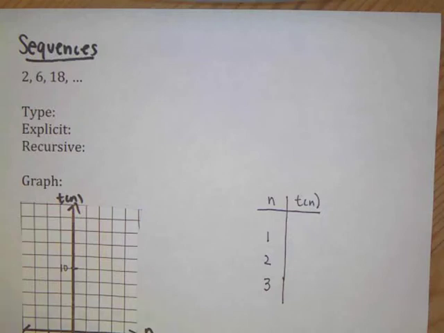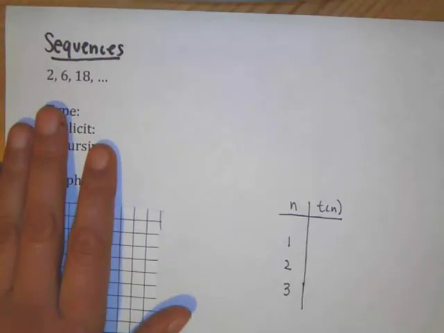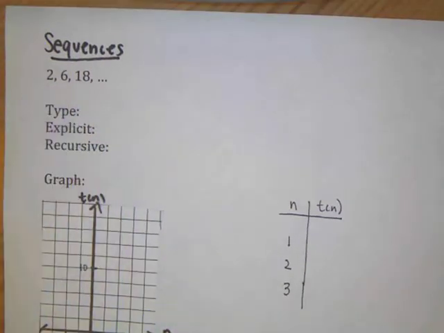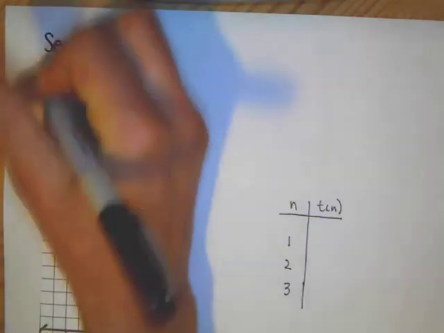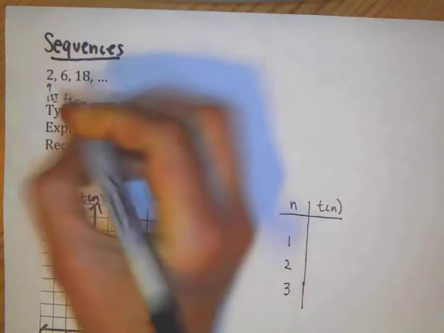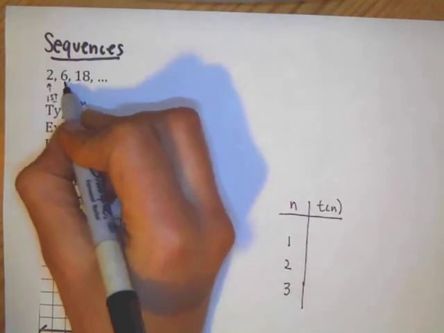This is the second video on an introduction to sequences. The last one was on arithmetic sequences. So here we have a sequence, and we want to first just identify how this sequence is changing. How's it growing? Now, the first number is the first term. And I could say, well, it's going by 4, so +4, +4.